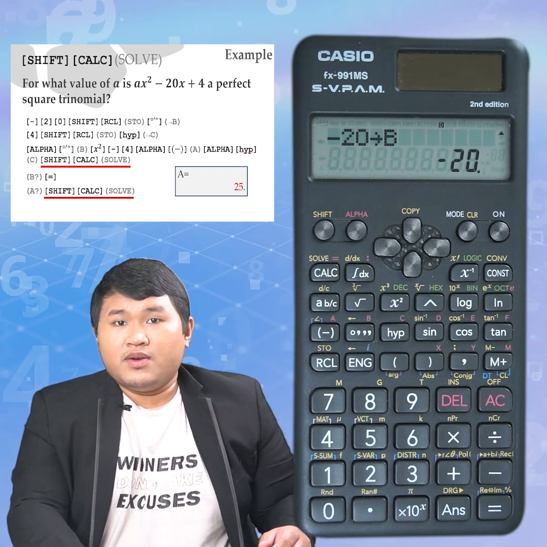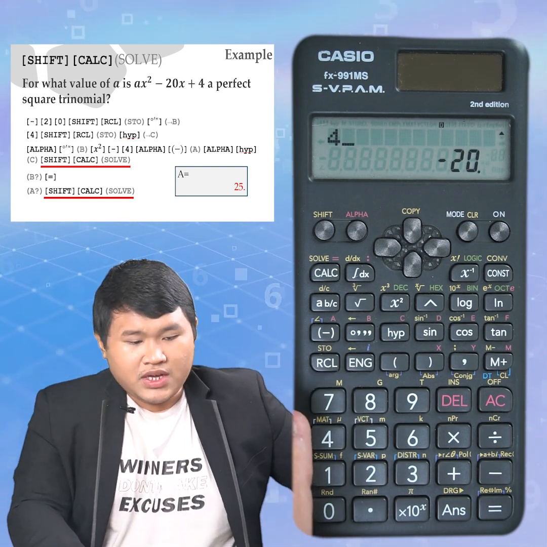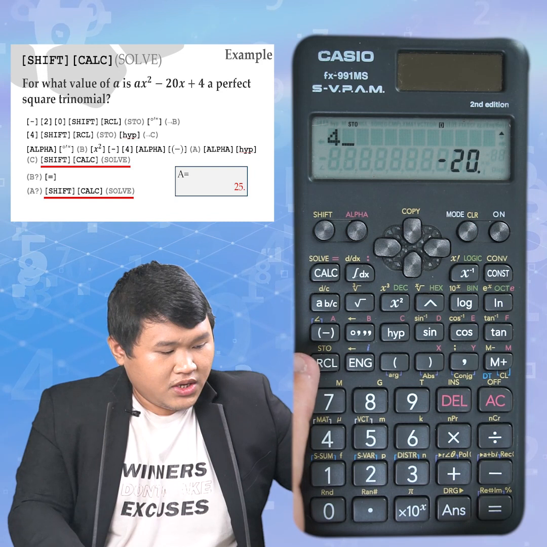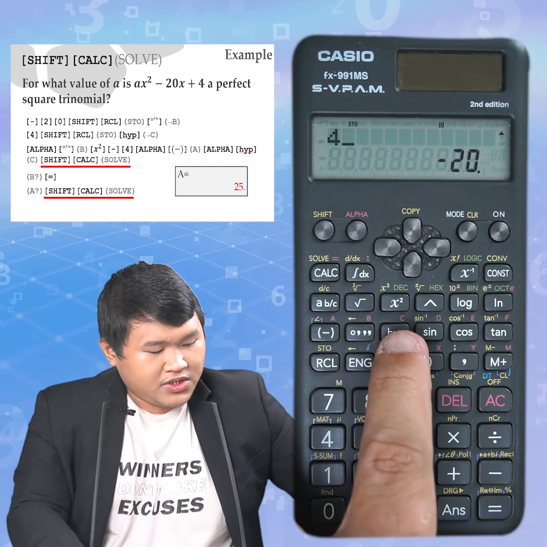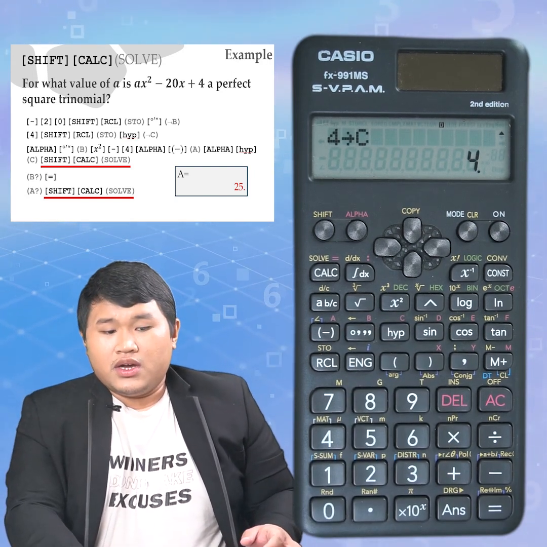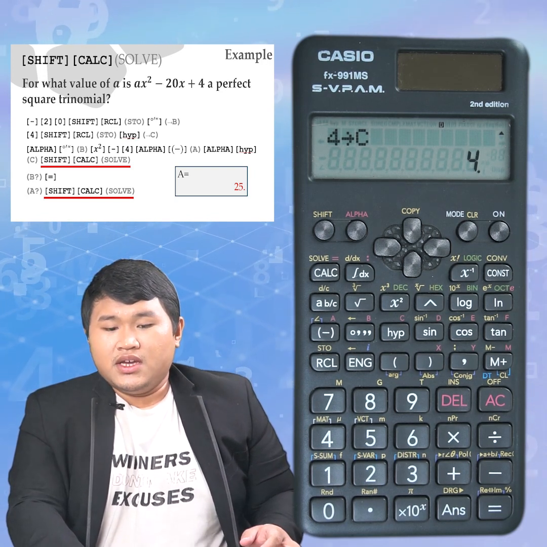Next is the variable C, which contains 4. And then, shift RCL, to store, and then the hyp key. There is a variable C above it. So now, negative 20 and 4 are stored in variables B and C respectively.